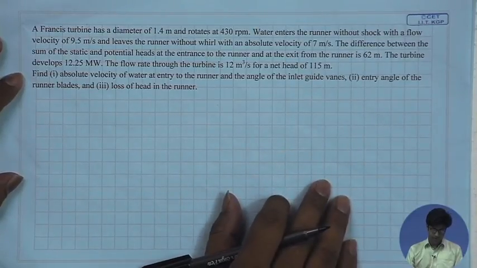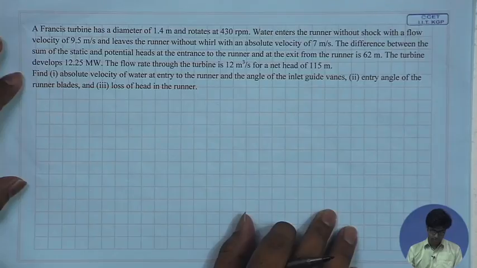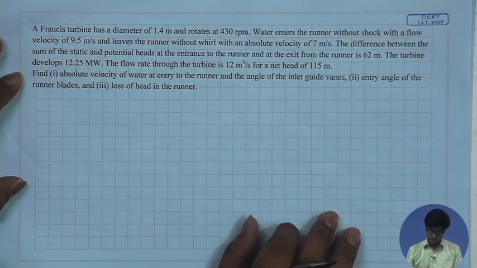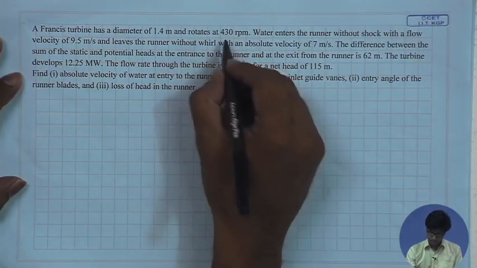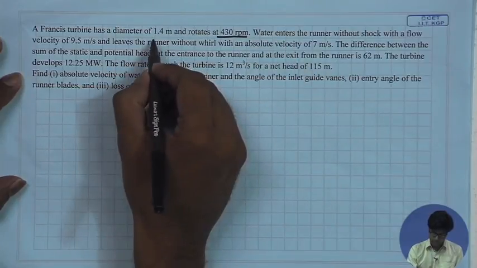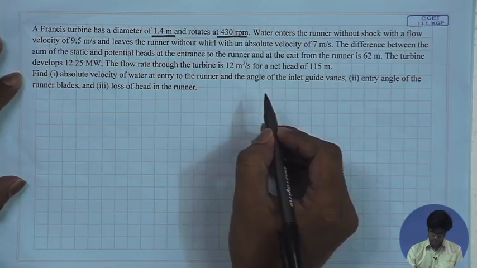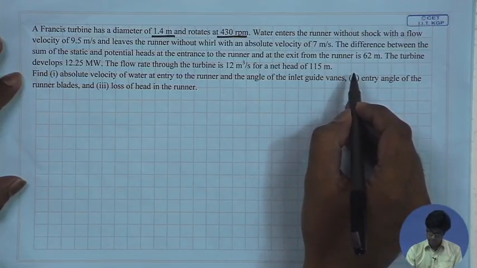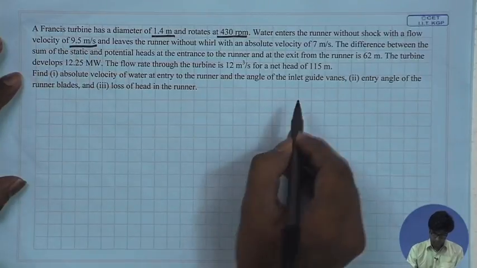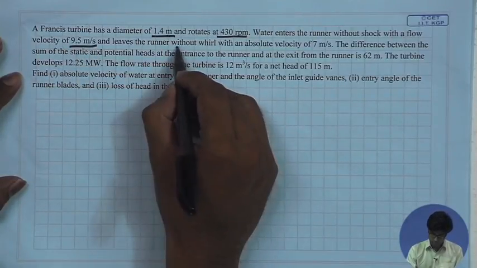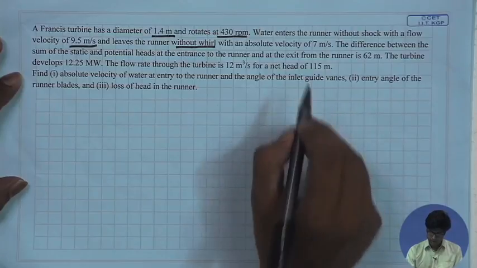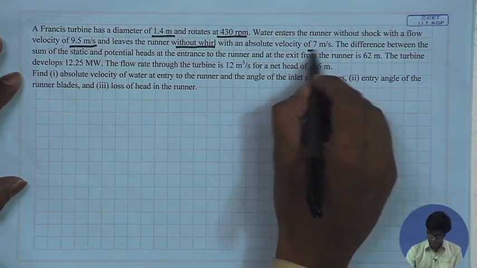A Francis turbine has a runner diameter of 1.4 meter and it rotates at 430 rpm. Water enters the runner without shock with a flow velocity of 9.5 meter per second and leaves the runner without whirl with an absolute velocity of 7 meter per second.